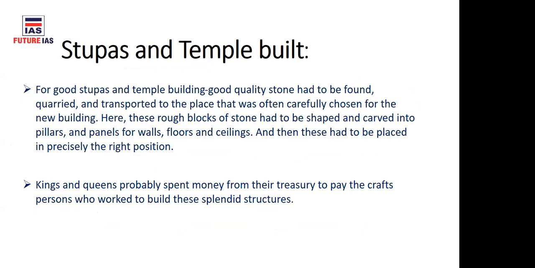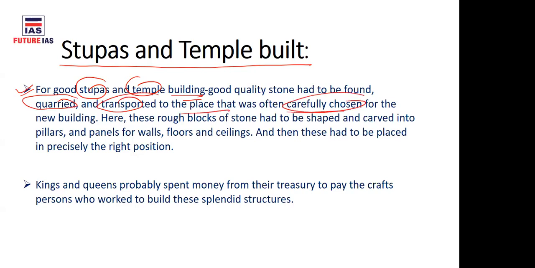All right. Now let's understand the stupa and the temple which were built during the ancient period, right? You must understand, for a good stupa and temple building, a good quality stone was needed. Okay, because you cannot make the stupa without good quality stone. You need a certain stone which should look appealing, fresh, very fine also. Such stone is not found everywhere, so you need to go to some place where it shall be quarried, and transported to the place carefully chosen for the new building, for making the stupas and the temple.